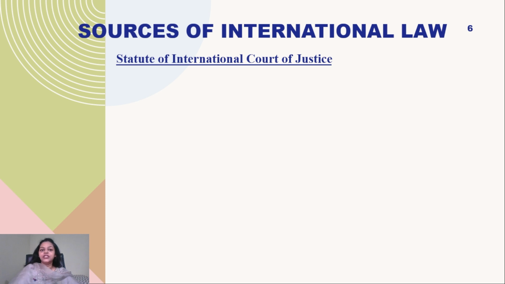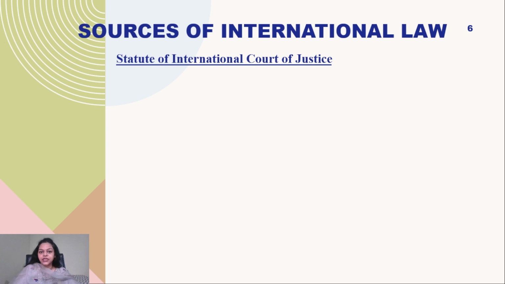ICJ is one of the chief organs of the United Nations. United Nations is a public international organization, as most of you would know, and it has 6 chief organs. We'll discuss the United Nations in detail in our coming lectures. But as of now, it's important to note that ICJ is one of the chief organs of the United Nations, and the United Nations is one of the international organizations. But international law is not only about the United Nations. Besides the United Nations, there are other international organizations also.